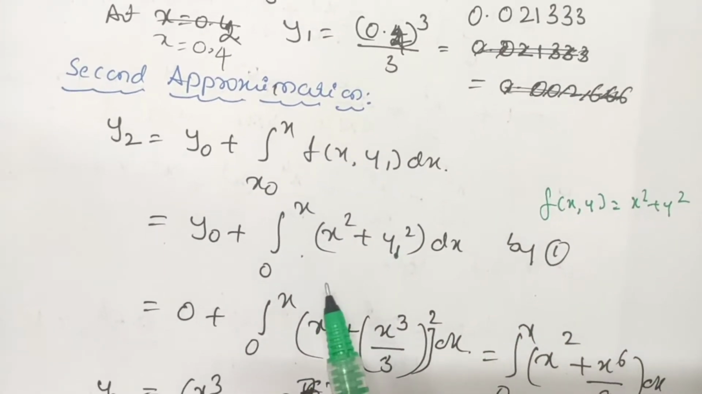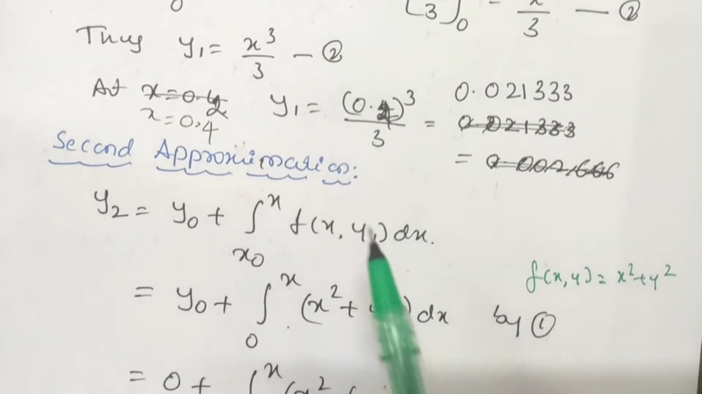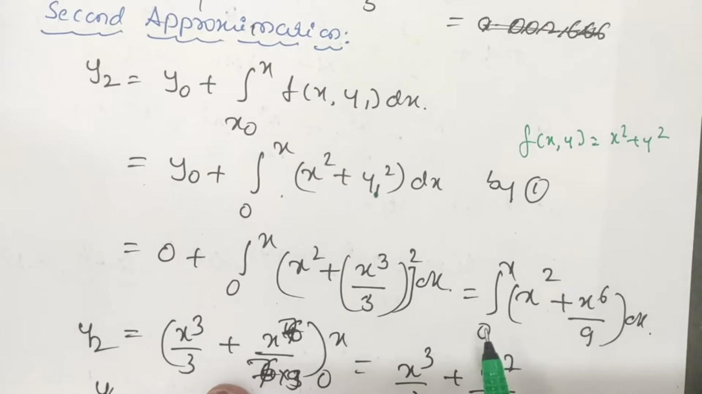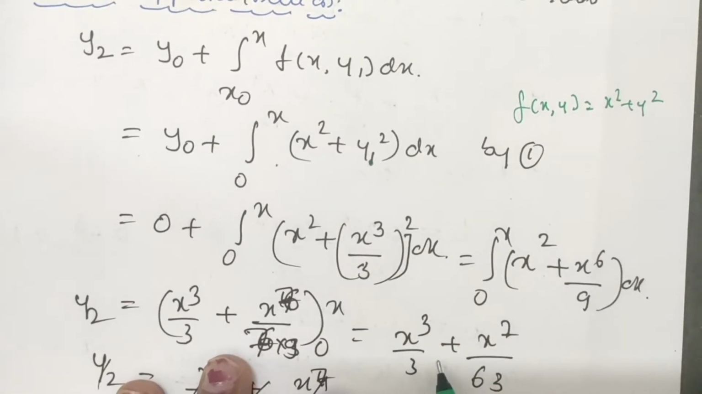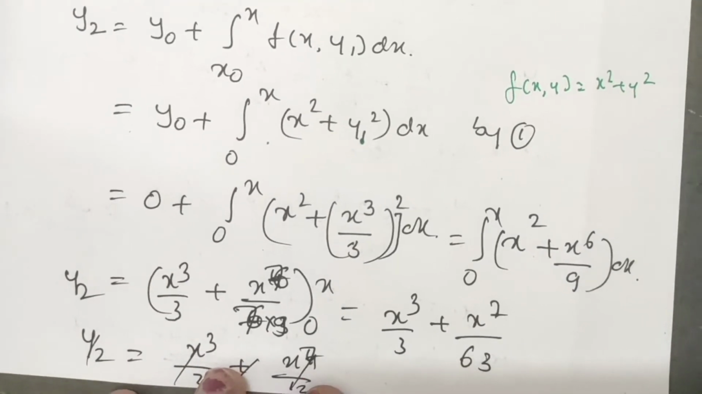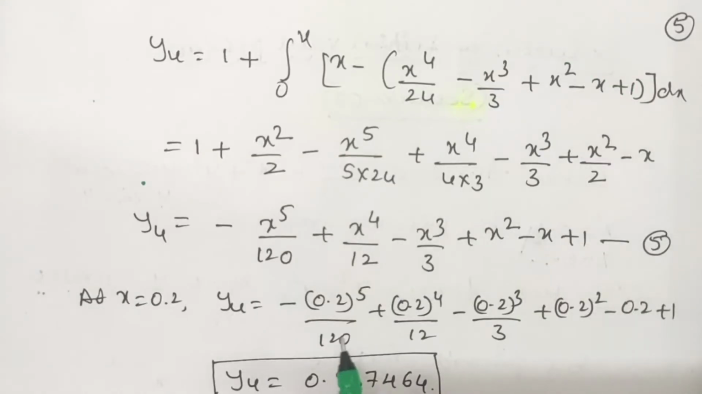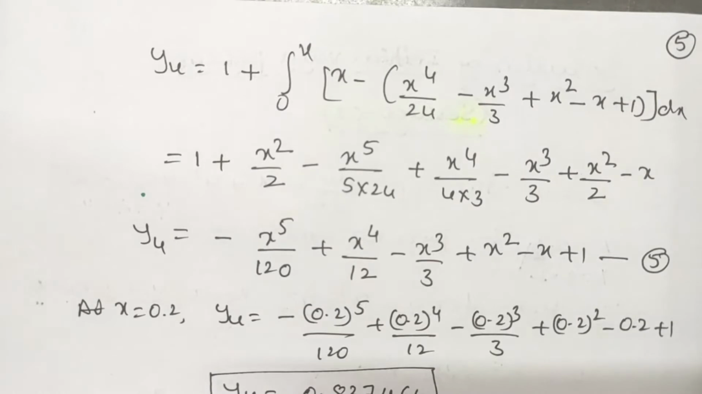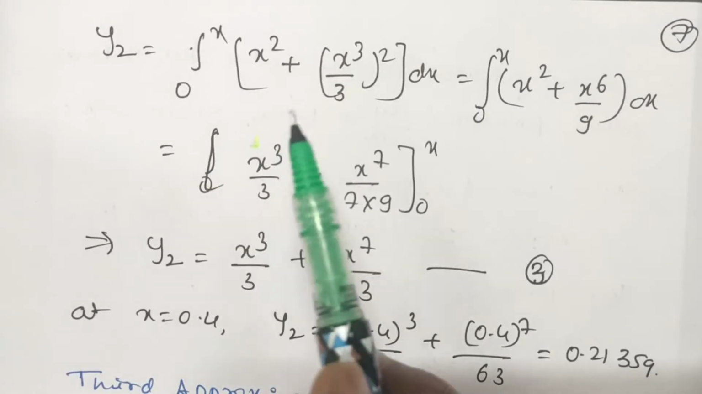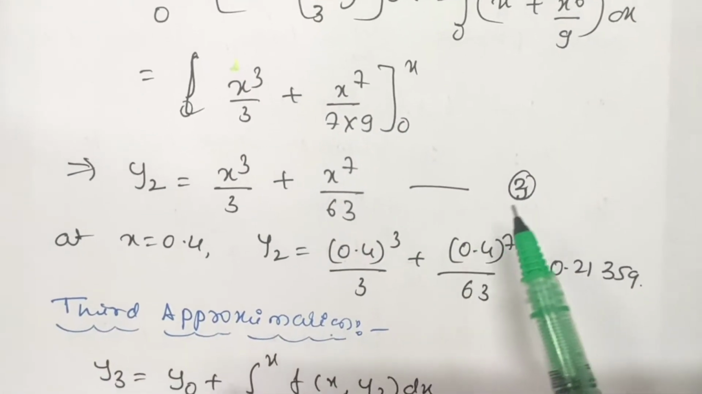Now integrate this one, substituting the value of y1. y1 from equation number 2 is x cube divided by 3. So this is equal to the integration of x square plus x cube by 3 whole square, which is x to the power of 6 divided by 9. The integration of this is x cube divided by 3 plus x to the power of 7 divided by 7 into 9, which is 63. This is the value of y2, after simplification x to the power of 7 by 63. Take this as equation number 3.